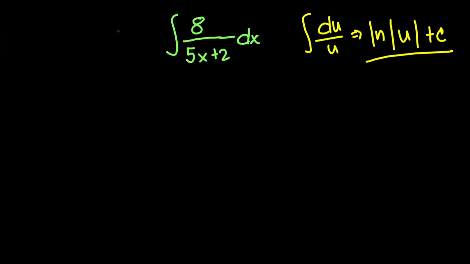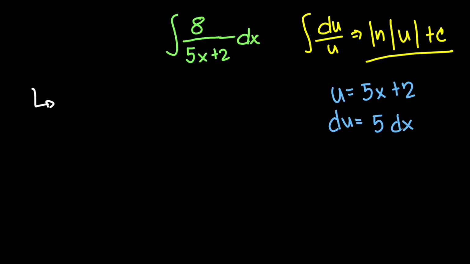The integral of 8 over 5x plus 2 dx. So first, let us substitute u as 5x plus 2. You can base it according to this formula. Since what we want here is u in the denominator, substitute u as 5x plus 2. And so take the derivative. The derivative of 5x would be simply 5, and for 2, it is 0. And multiply this by dx.